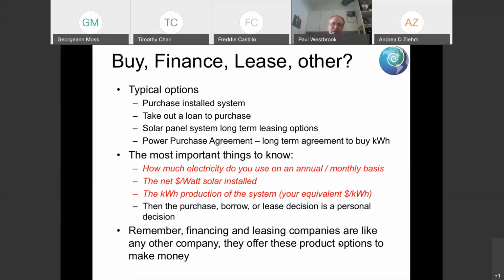But really, if you're talking to a company, I put them in red because there are really three things that you want to make sure you know. How much electricity do you use on an annual or monthly basis? So remember my monthly chart.